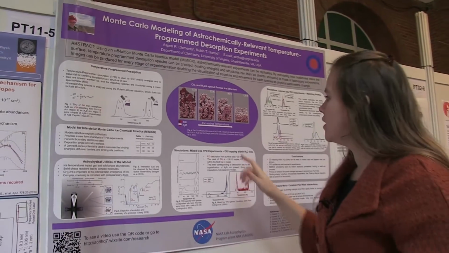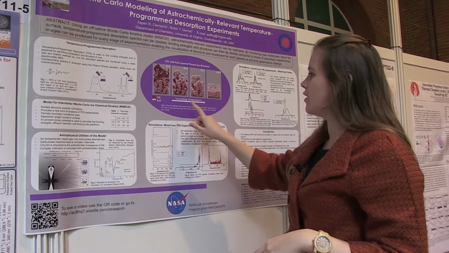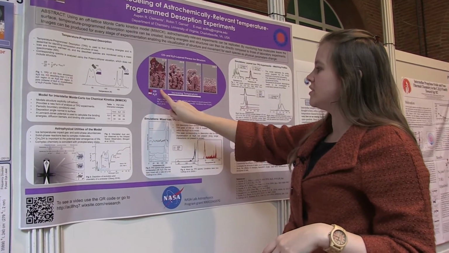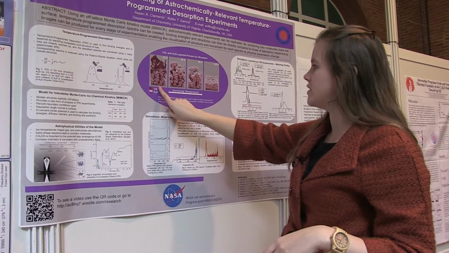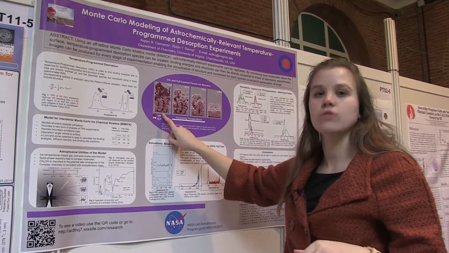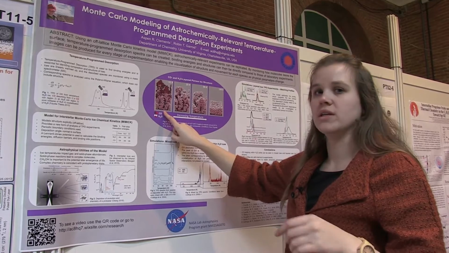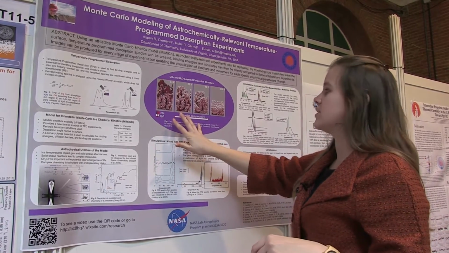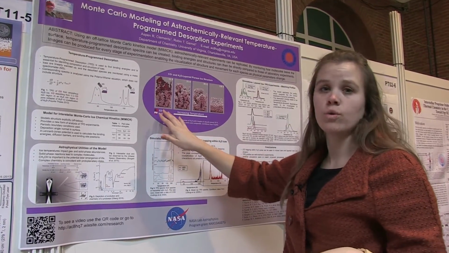So in our model you can see that we deposit molecules onto a surface, and we do a specific temperature depending on what structure we want, because that is exactly what they do in experiments. So in this case we did a porous ice, which is very cold.